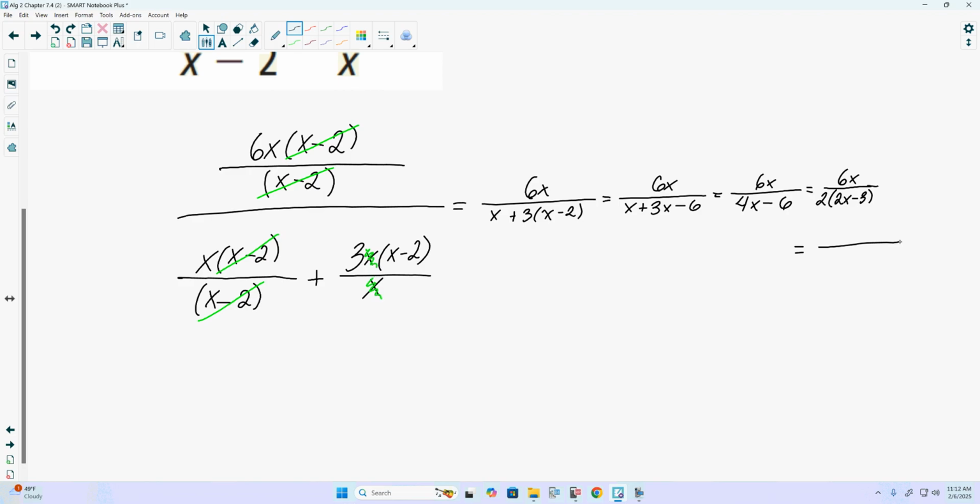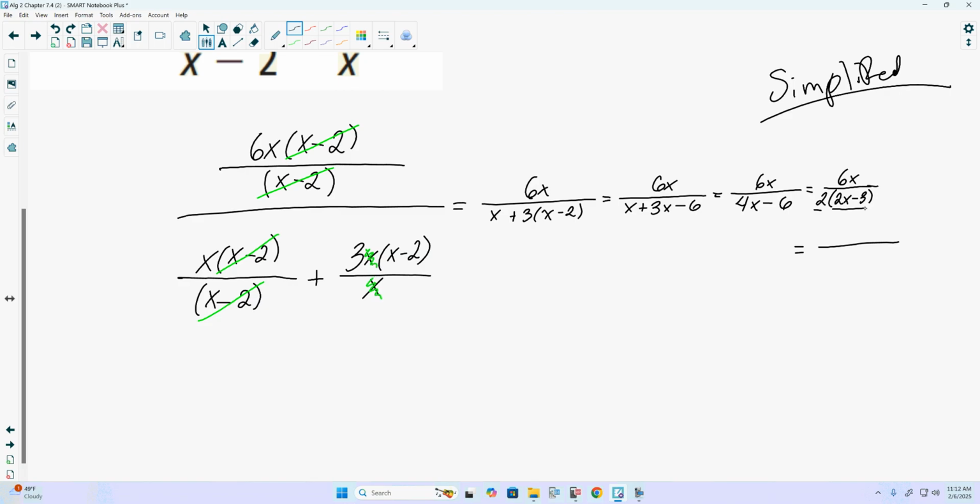Unfortunately, we can't split it. So the question is, can we split the 4x minus 6 up into two fractions? Why can't we keep it as 6 over 4x minus 6? We classify something as simplified if there's no common factors on top and bottom. So to make sure there's nothing that they share, well, 4x and 6 do have a common factor of 2. So we can factor it out.